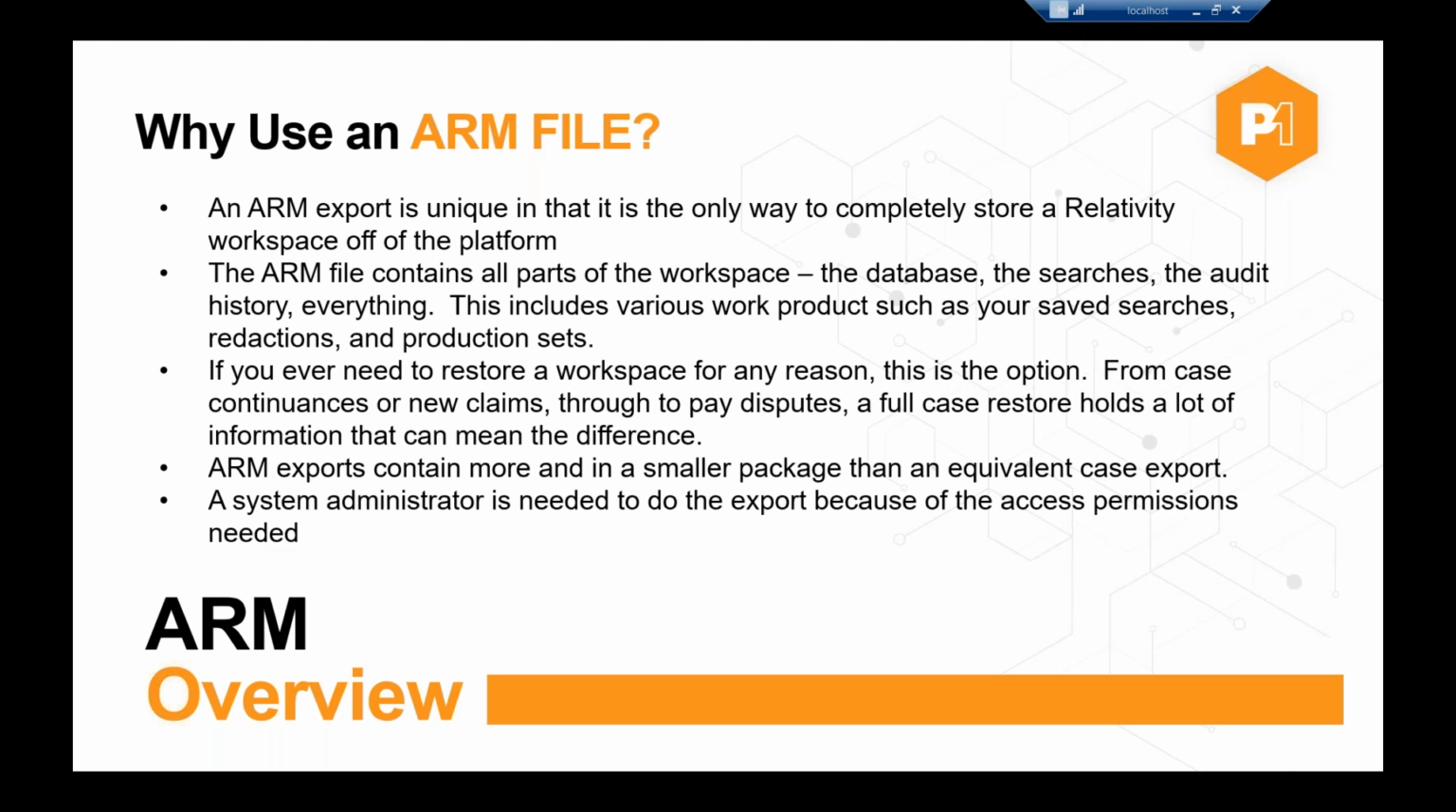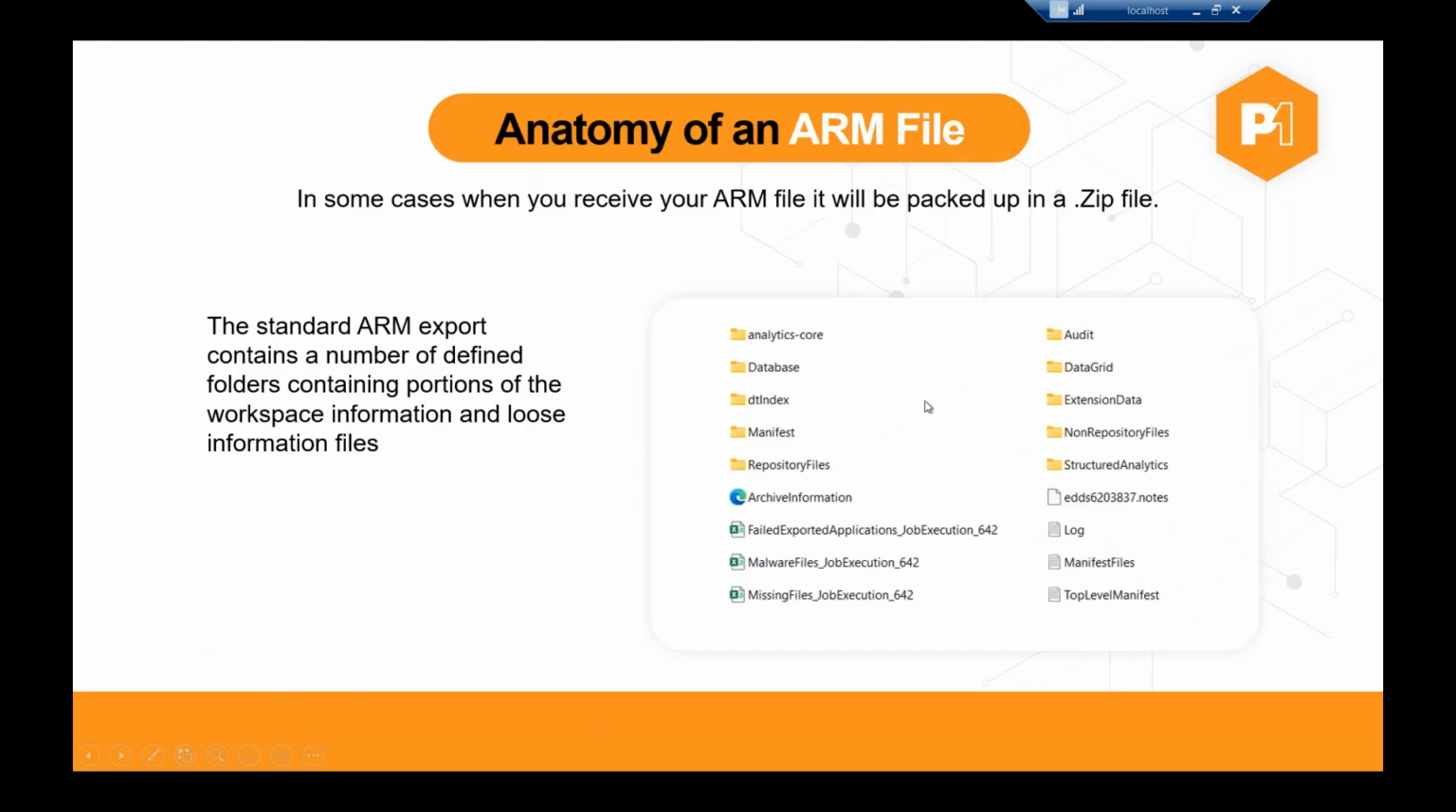The archive XML file here contains information about the archive, the settings used to generate the archive, what files were exported, as well as information about the workspace and the original workspace instance. So where it came from, what version of Relativity, all that information is stored in this XML file.